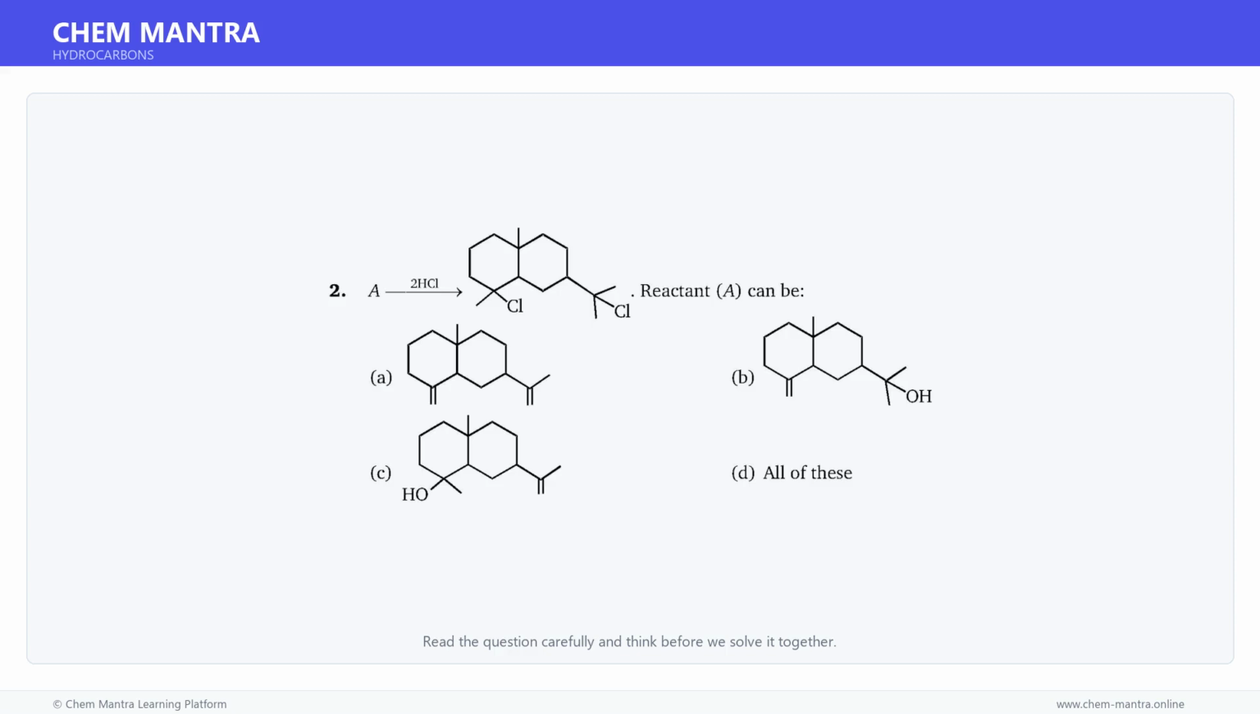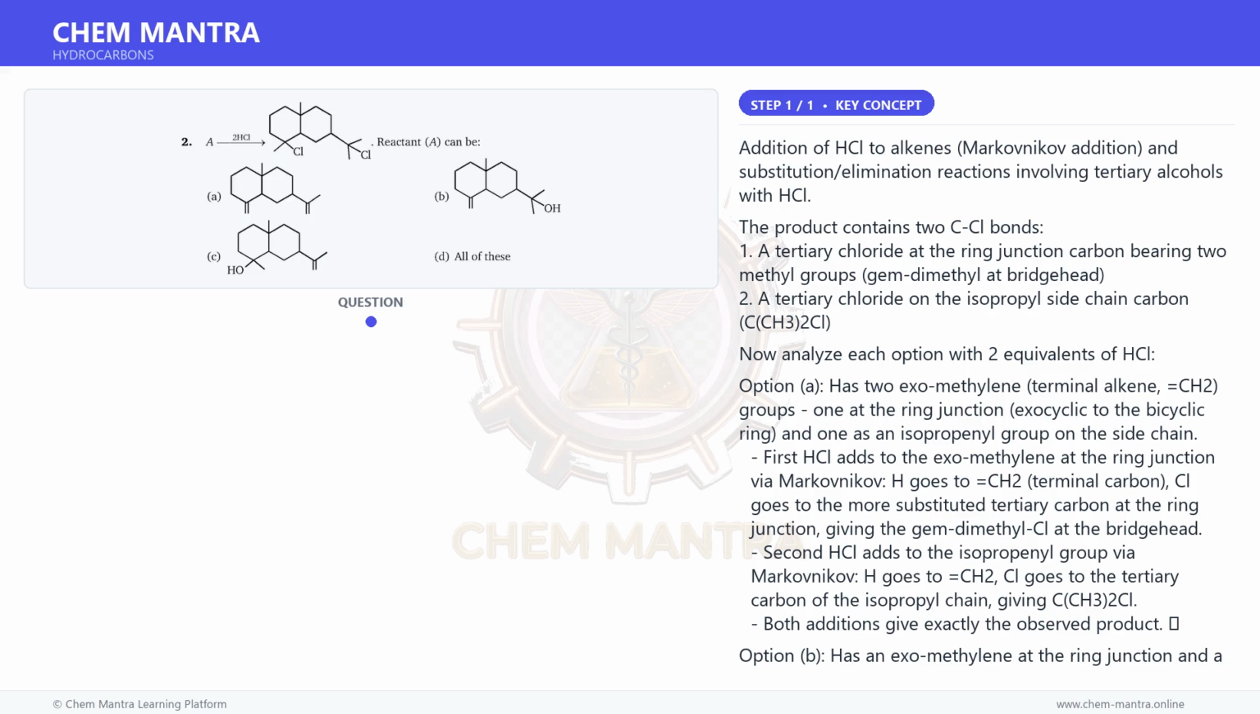Here is a question. Read it carefully and think about the answer. Let us solve it step by step. Let us first understand the key concept here: addition of HCl to alkenes, Markovnikov addition, and substitution and elimination reactions involving tertiary alcohols with HCl.